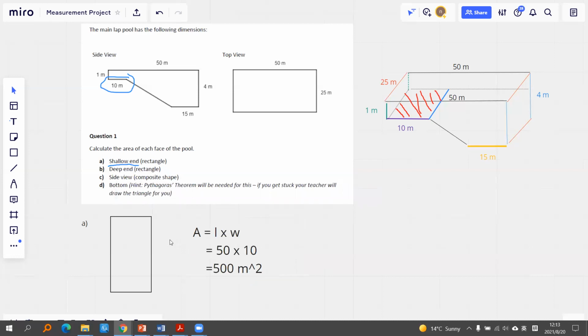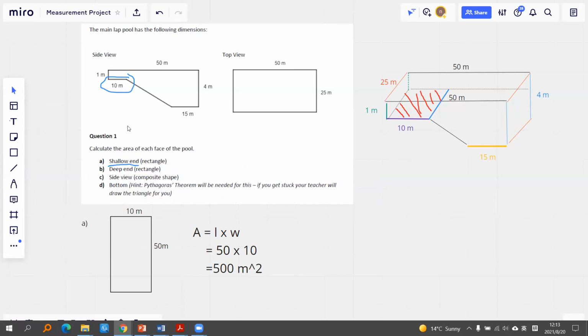I also write the dimensions here. For this side, which is smaller, this side is 50 meters, and the top is 10 meters. So I put 10 meters here. This is 10 by 50. So that's the shallow end.